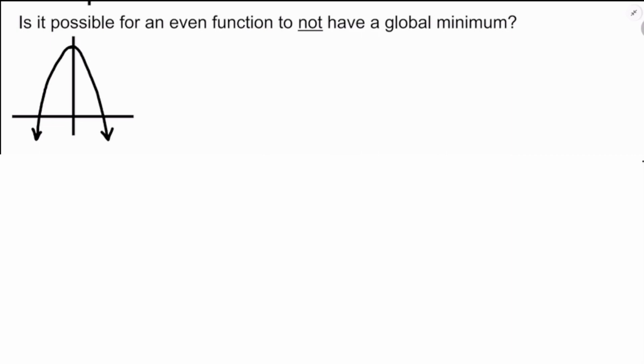This one would not have a global minimum because if I thought I found it right here, that arrow means it just keeps going. It's going to go farther. Okay, so this one does not have a global minimum. So yes, it is possible for an even function to not have a global minimum, provided it's an even degree polynomial with a negative leading coefficient. That will happen.